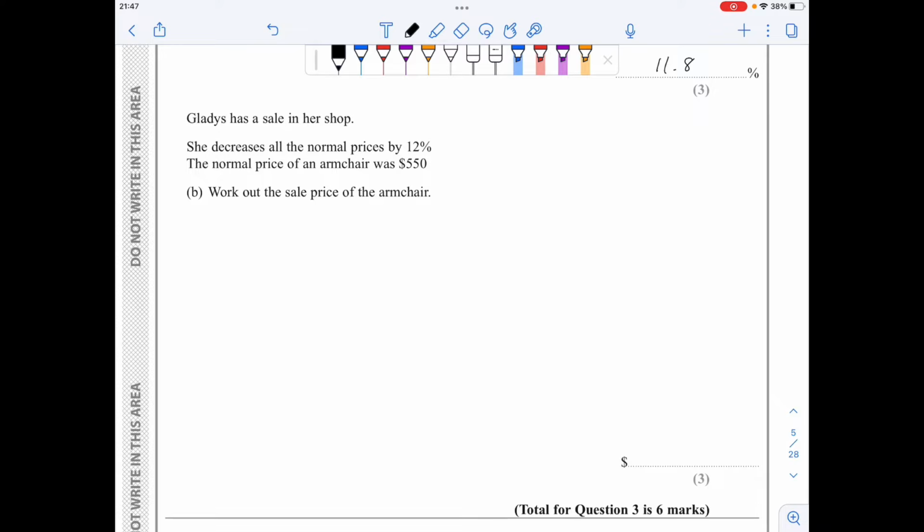For part B, I will work with the multiplying factor. The 12% corresponds to a multiplying factor of 88 over 100. The reason is less than 100 is because there's a decrease in the price. Now this one can be written as a decimal if you want. So to find the new price, I'm going to take the old price, the initial one, 550, multiply this by the multiplying factor, and 484 will be the new price, which is the final answer.